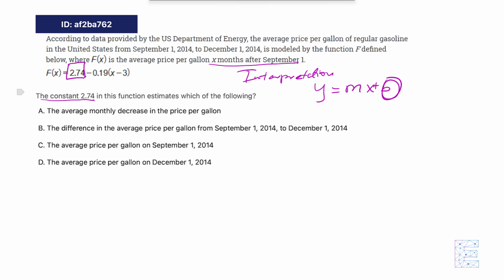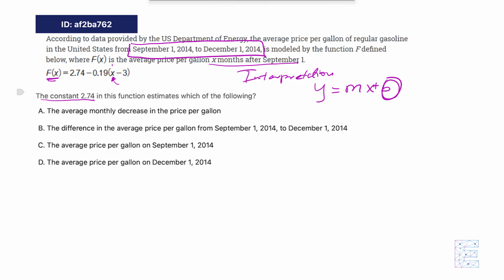Now, there are several ways to think about this. First, let's fully understand what this function is giving us. It's saying f of x is the average price per gallon of gasoline between the months of September and December. So that's to say that x represents how many months have passed since September 1st. So if only 1 month has passed, we plug in a 1. If 2 months have passed, plug in a 2, so on and so forth. So let's think about this. Between September and December, we have October, November, and December. So the maximum amount of months we can have in this time frame given is 3.